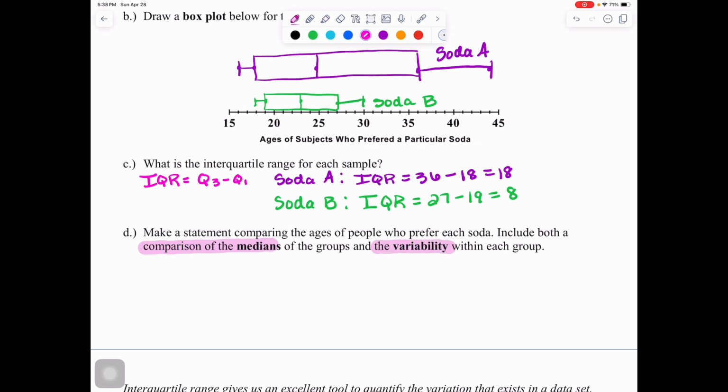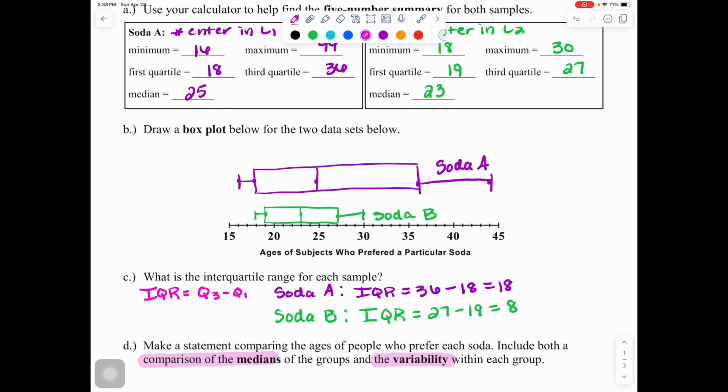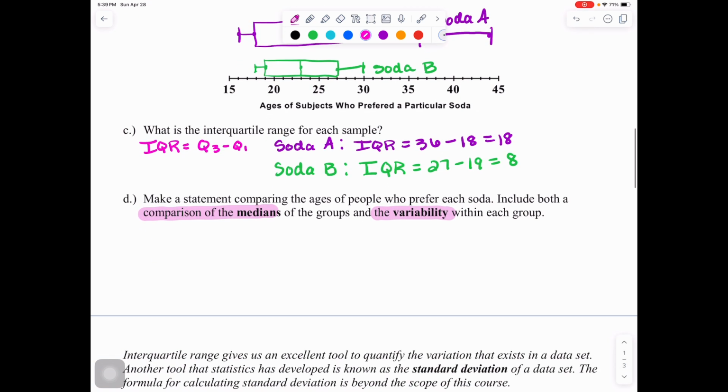So let's take a closer look here. We're looking at medians of 25 and 23. So they're pretty close together. And we want to talk about the variability. So I see soda A has got an IQR of 18 and soda B has an IQR of 8. So that information is going to be put all in a summary to do this comparison that they're talking about.